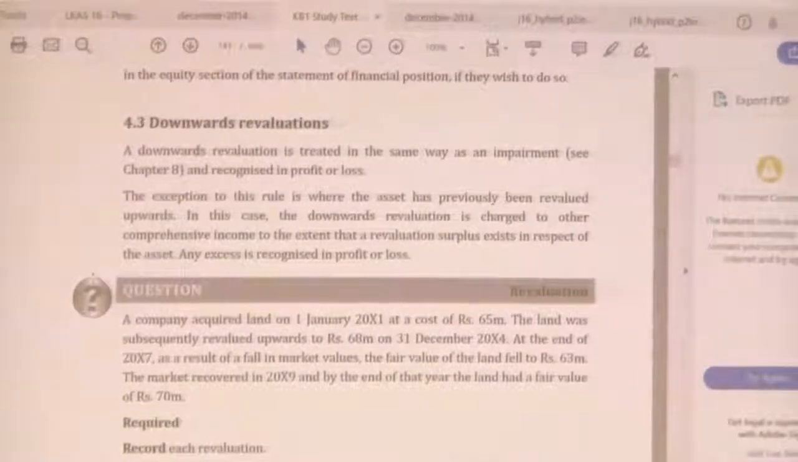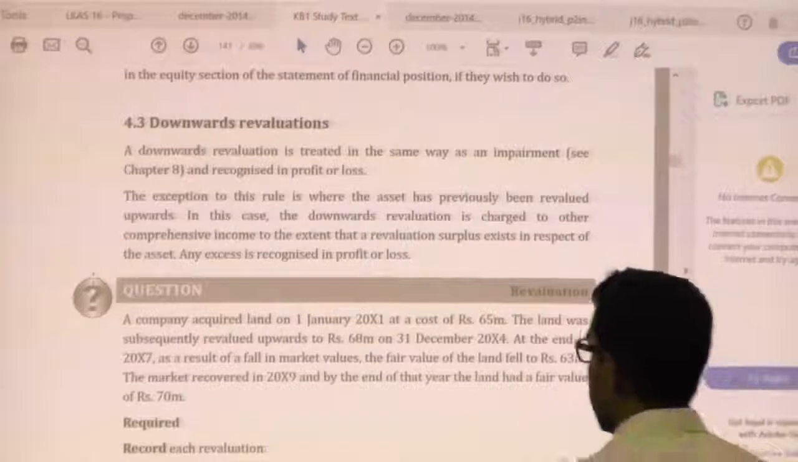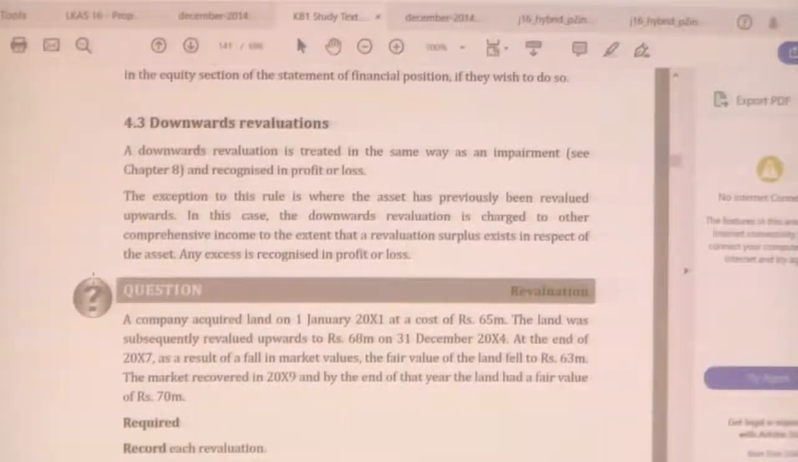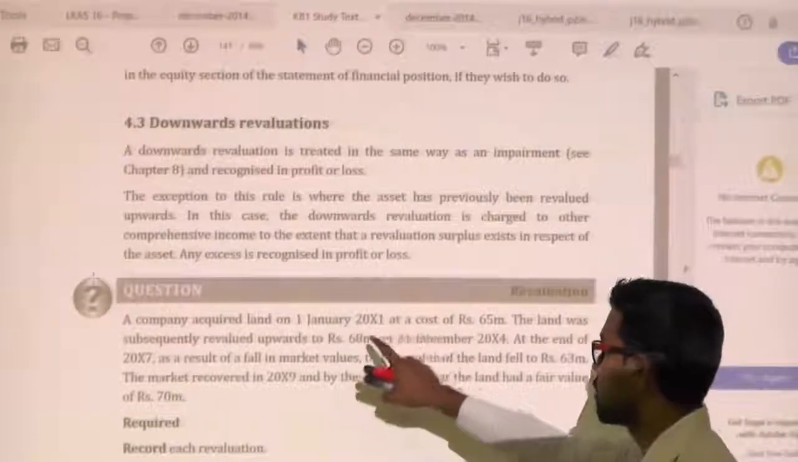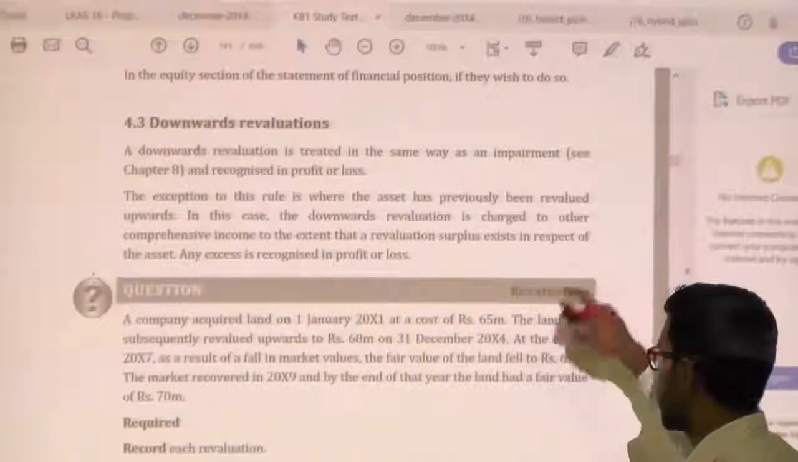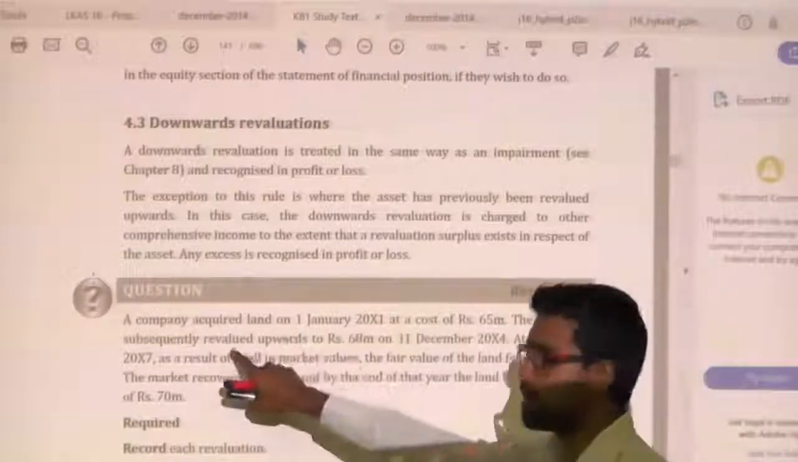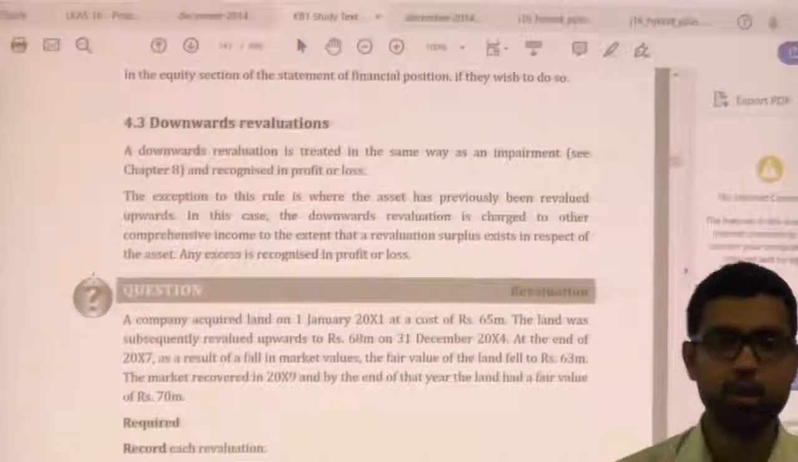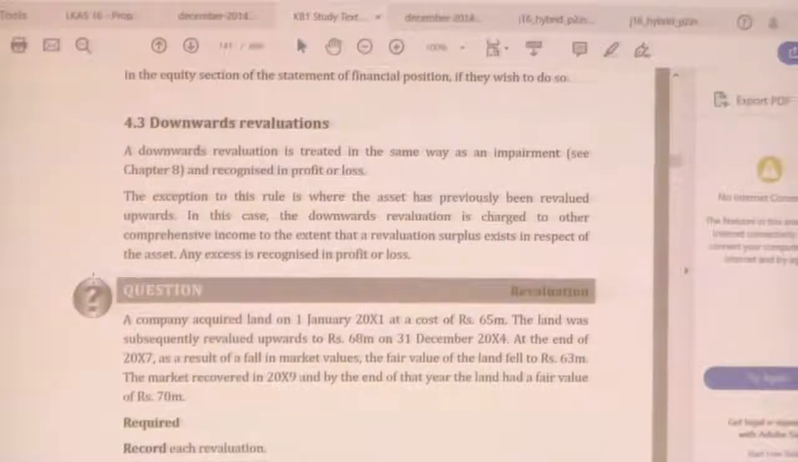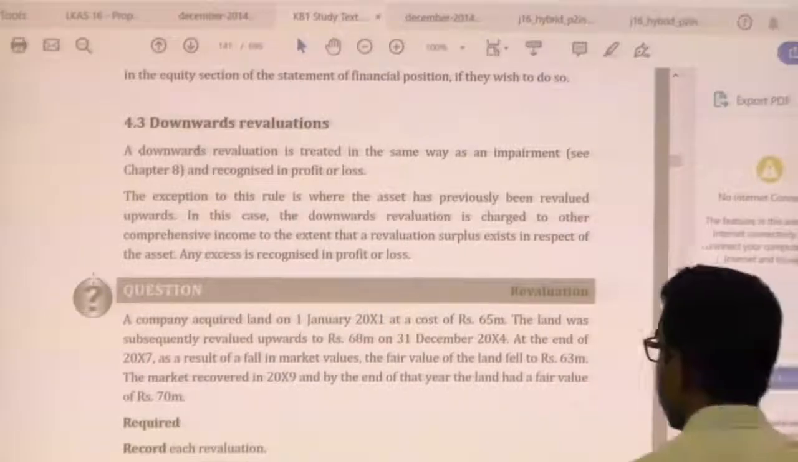A company acquired land on 1st January 2011 at a cost of 65 million. So, initial cost, acquired amount. The land was subsequently revalued. Initially you recognize acquisition cost, may incur some different cost element, does not matter. For subsequent measurement, the standard allows you to use either cost model or revaluation model, both are possible. They have used the revaluation model.